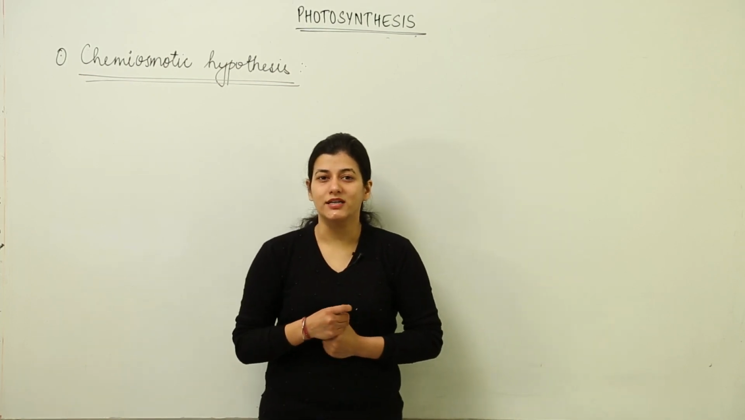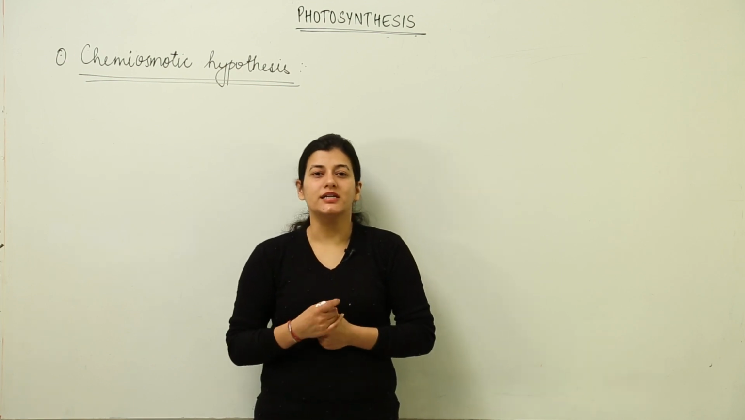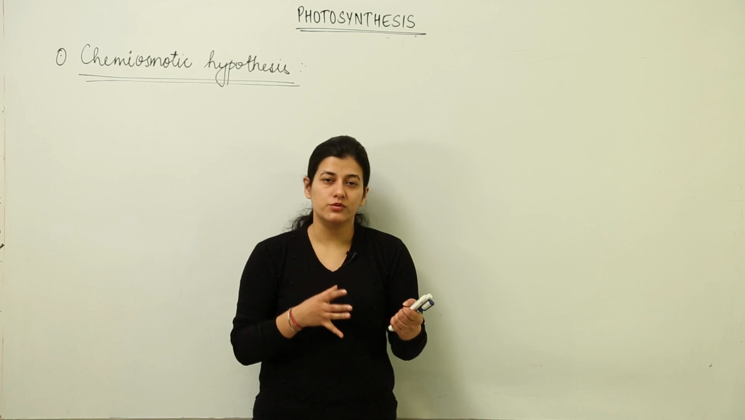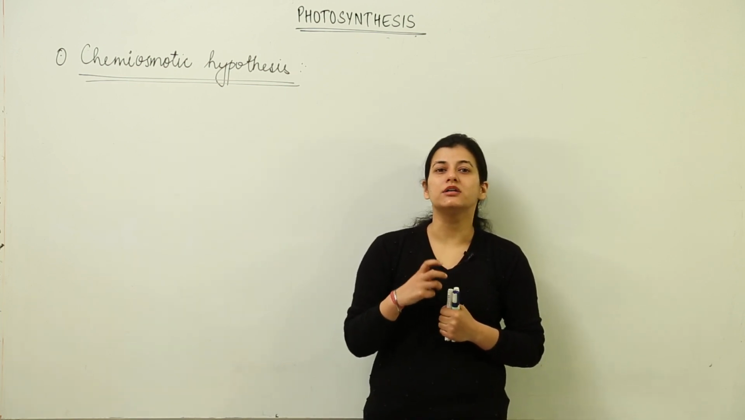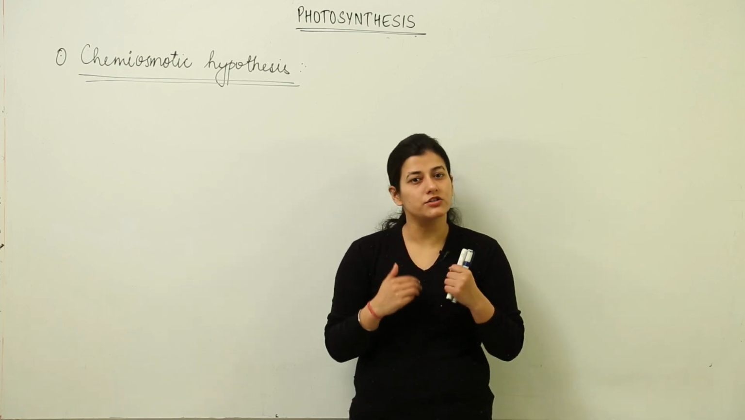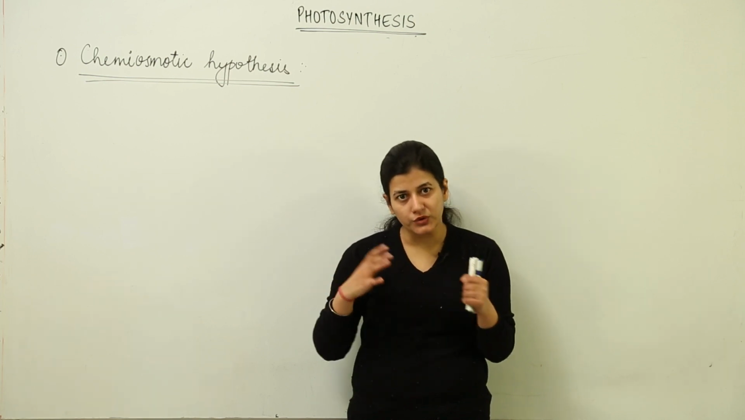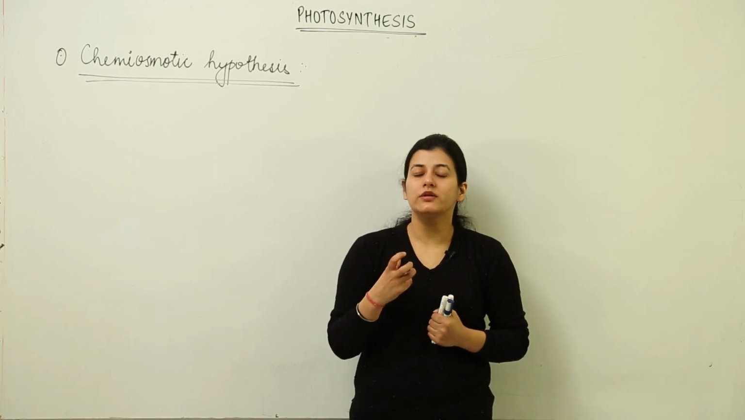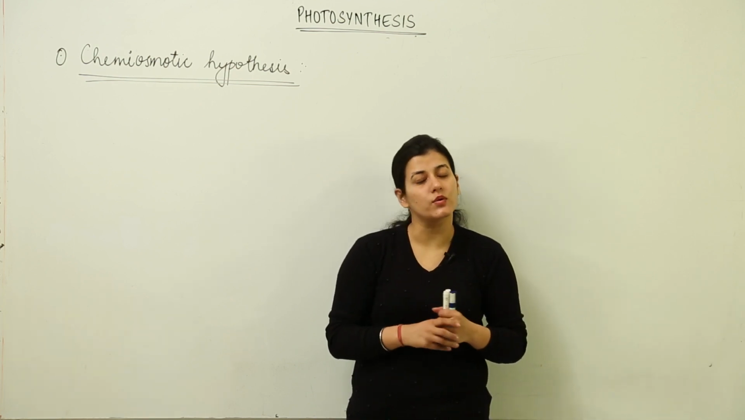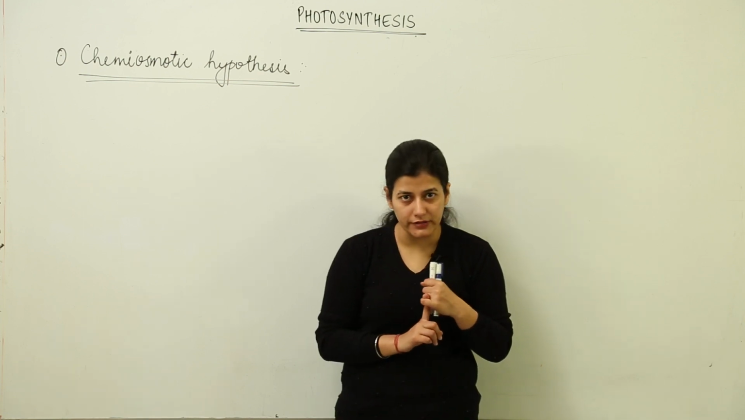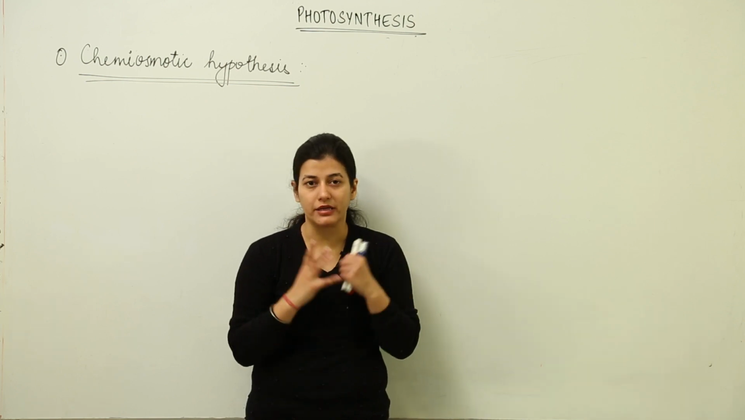Now we are going to study the next topic, that is chemiosmotic hypothesis. Why do we study chemiosmotic hypothesis in photosynthesis? The reason is that we have to see how the ATP is generated. We had talked about phosphorylation, the cyclic and non-cyclic, both of them have been discussed, and we know that the outcome of that photochemical phase of photosynthesis was ATP and the reducing power, that is NADPH2. These two things were our outcomes from the photochemical phase.